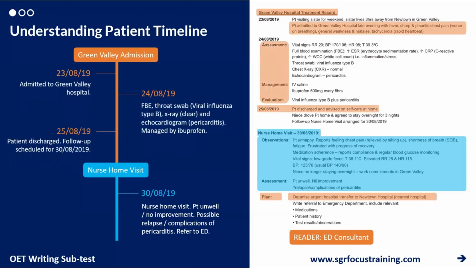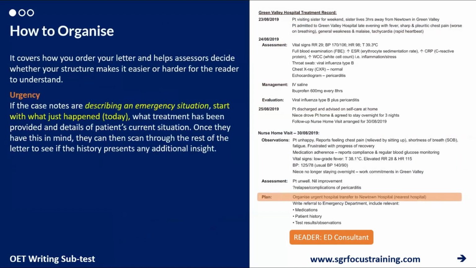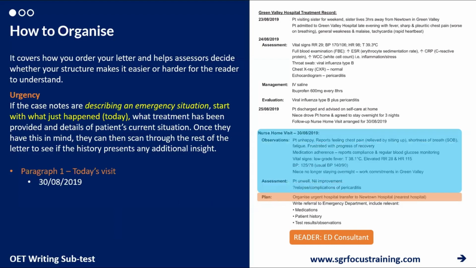So from this point, because this is an emergency situation, always bear in mind that what happened today would be more important. So we would then put the nursing visit on the 30th of August as the primary paragraph, with the secondary paragraph focusing on the Green Valley admission. So for this type of letter, wherein it's describing an emergency situation, the urgency style would be the most suitable organization. Start with what happened today and then support this with historical information for better clarity.